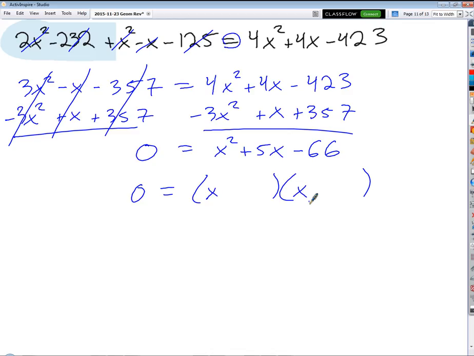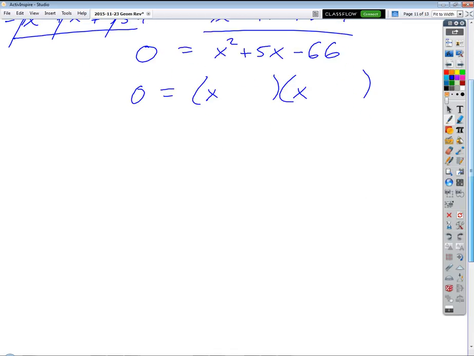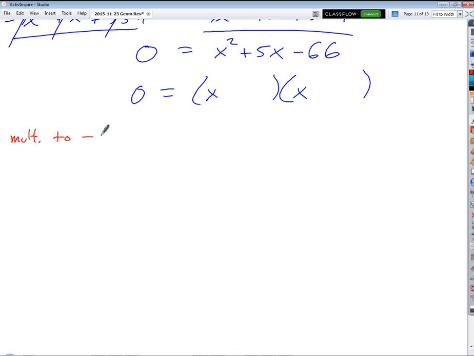And now my magic numbers. We haven't done this in a little while. What are the numbers having to do? I have to find numbers that multiply to negative 66 and add to 5. Okay, so roll this up a little bit. So we have to multiply to negative 66, add to positive 5. So what are those numbers going to be?